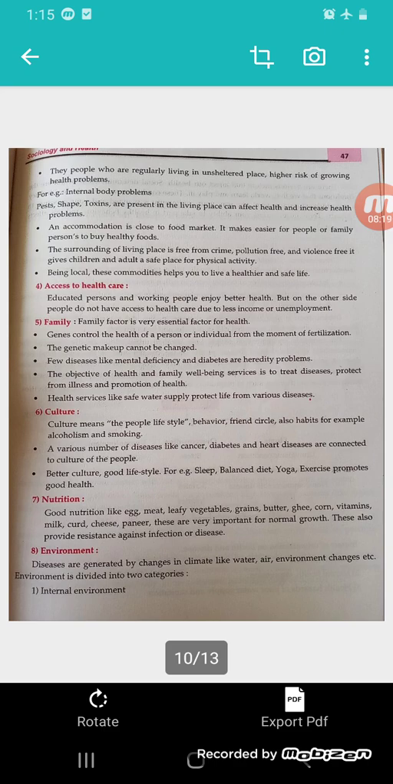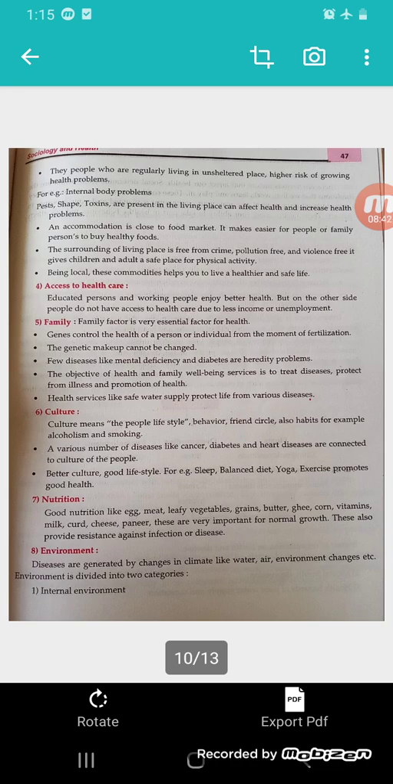Coming to environment, diseases are generated by change in the climate like water, air, environmental changes, etc. You might have observed for small kids, if there is a change in the place, they will get fever or a running nose.